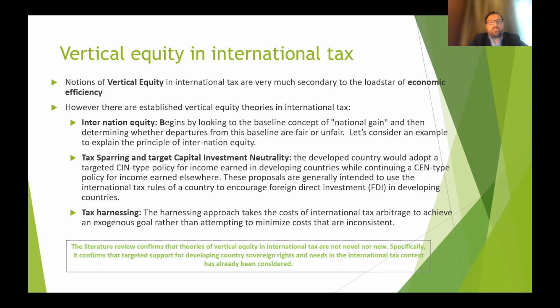In the past, proponents of international vertical equity have supported these sorts of proposals. For example, there's one proposal in the literature generally referred to as tax sparing: a developed country would specifically exempt income earned in developing countries from its corporate income tax altogether. Under another, the developed country would adopt a targeted kind of CIN type policy for income earned in developing countries, while continuing a capital export neutrality type policy for income earned elsewhere.